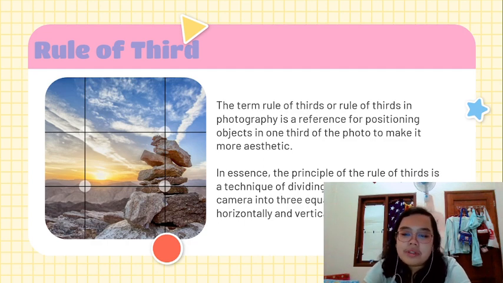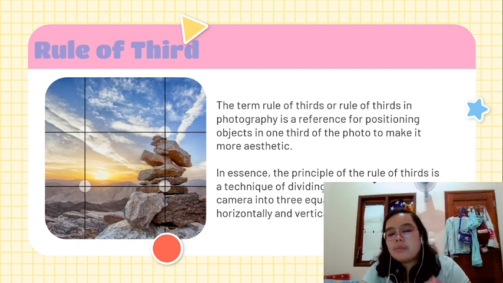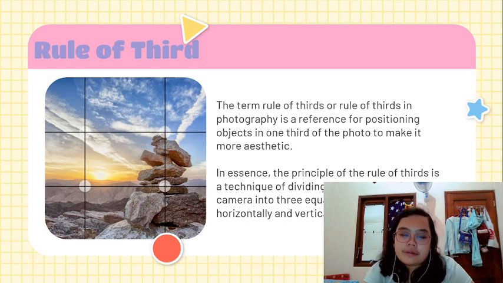In essence, the principle of the rule of thirds is a technique of dividing the photo field on the camera into three equal parts, both horizontally and vertically.